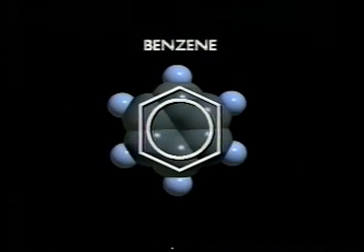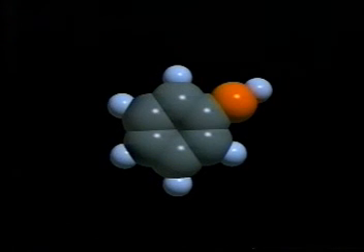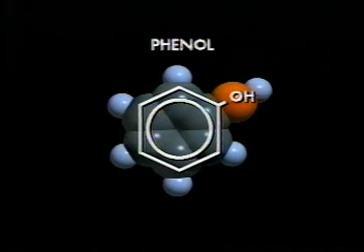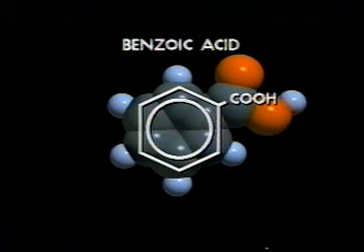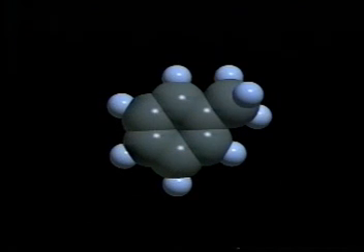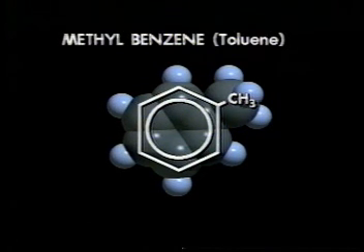A benzene ring can have elements or groups of elements replacing one or more of the hydrogen atoms. Adding the OH group makes phenol, which is used in the plastics industry. Adding an acid COOH makes benzoic acid, used in food preservatives and artificial flavors. Adding a methyl group makes methylbenzene, commonly known as toluene. This is used in the petroleum industry and in making explosives.